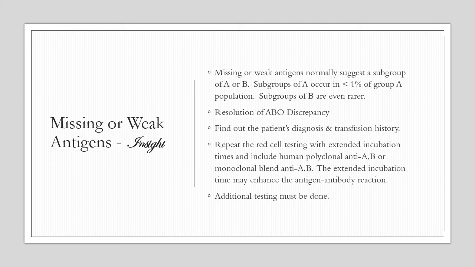So what happens? Missing or weak antigens suggest a group A or B. Subgroups of A occur in less than 1% of a group A population. Subgroups of B are rare. So if it's a subgroup, it's probably going to be a group A subgroup. So always check the diagnosis. Repeat with an extended incubation and include polyclonal anti-B or monoclonal anti-B. The extended incubation should cause that antigen to show up. That mini code panel helps too.